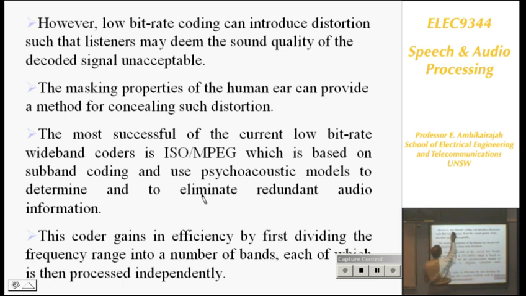Low bitrate coding can introduce distortion, and when you decode it, it will become unacceptable if it's distorted. What we want to do is low bitrate wideband coding, but we should make sure that we use a psychoacoustic model so that only a certain part of the spectrum is suppressed, in the sense that if it is below the masking threshold, you suppress them, and all the other parts are retained. By doing that, we can actually reduce the bit rate.